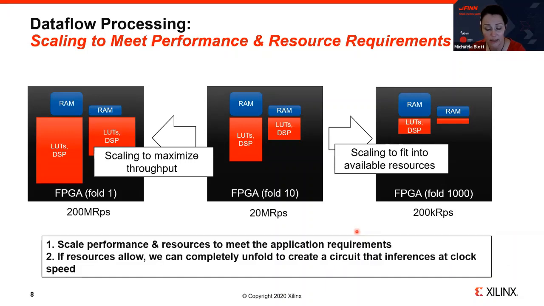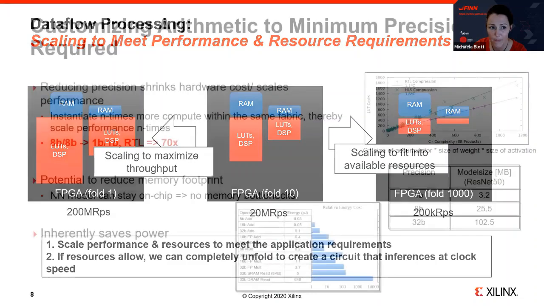The upshot here is that the architecture can scale performance and resources to meet the application requirements. And if my resources allow it, we can completely unfold it to create a circuit that actually does inference at clock speed. And you'll learn in this tutorial how to do this.